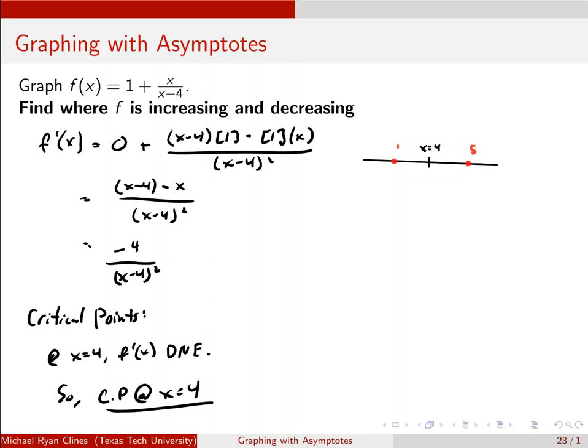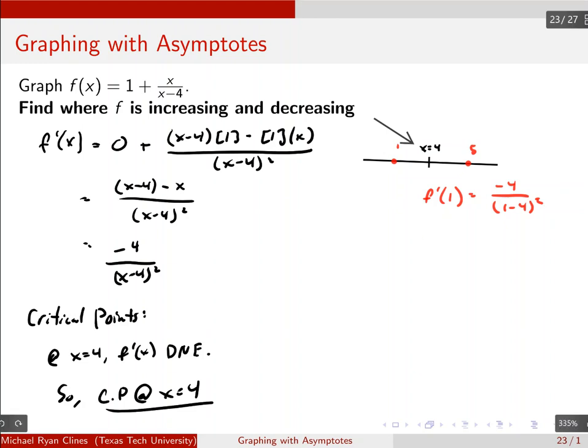Let's figure out f prime of 1. So we have f prime of 1. Well, that's equal to negative 4 over (1 minus 4) squared. Now, the numerator is always negative and the denominator is always positive, so that tells us our function is decreasing on this interval. So from negative infinity to 4, this function is decreasing because the derivative must be negative everywhere on the interval.